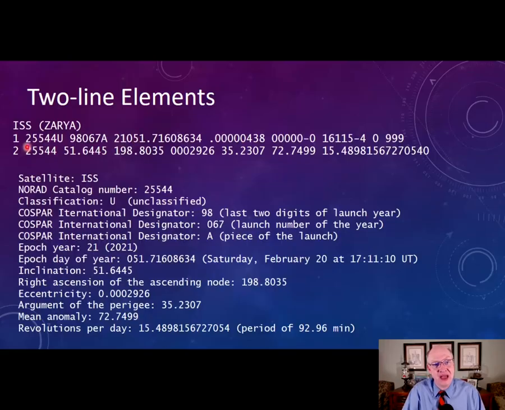And so, as I said, 25544 is the NORAD catalog number for the International Space Station. The U is, it's an unclassified satellite. 98067A, COSPAR is the international organization that classifies and catalogs satellites. So 98 was the last 2 digits of the launch year. So it was launched in 1998. 067, it was the 67th launch that year. A, it was the first piece of the launch. The epoch year is in 2021. The day was day 51, which is Saturday, February 20th in 2021.